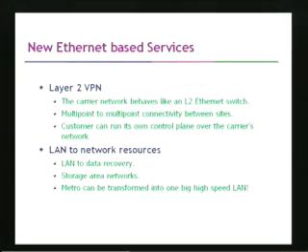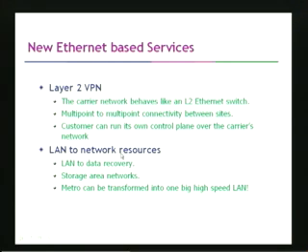So, the carrier network actually behaves like an L2 Ethernet switch, and one can provide multi-point to multi-point connectivity between these sites, and the customer can run its own control plane over the carrier network. These are the major features of the layer 2 VPN. Remember that the layer 2 VPN, that is the virtual private network at the layer 2 level, is not possible if we do not have the metro access networks based on Ethernet.